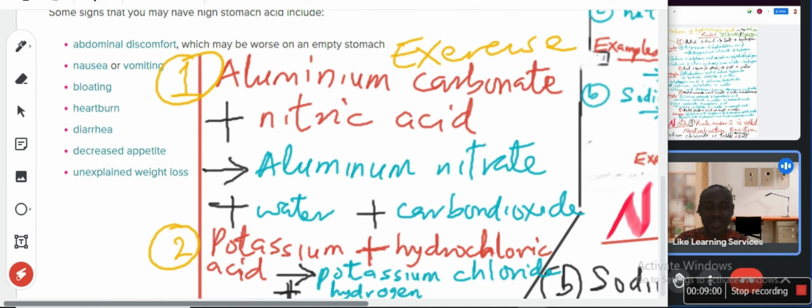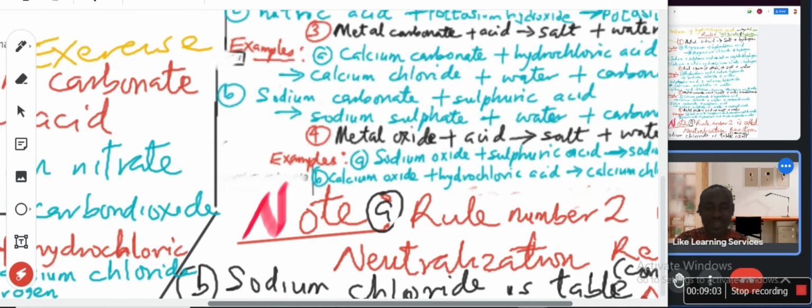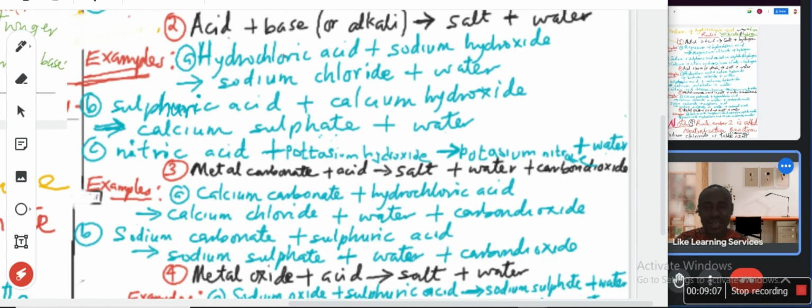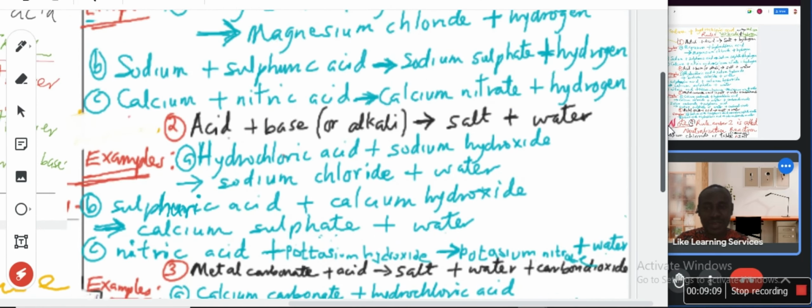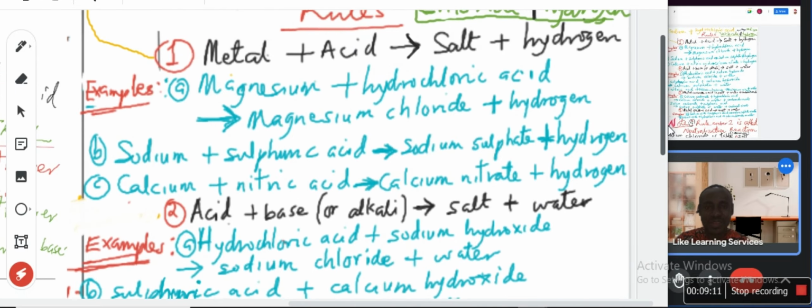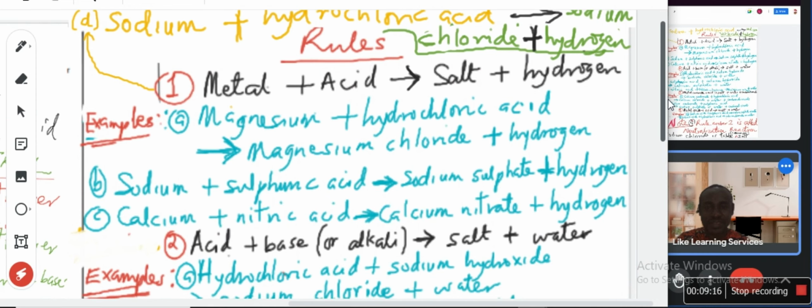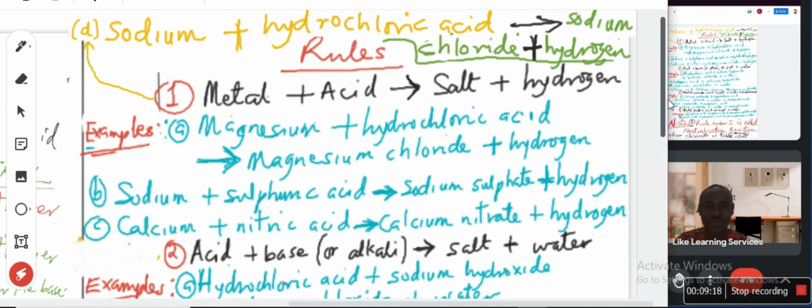All right, I need to show you this. This rule is important. I will go through it, and then we will look at a few things. Please pay attention to these rules. They are very important.